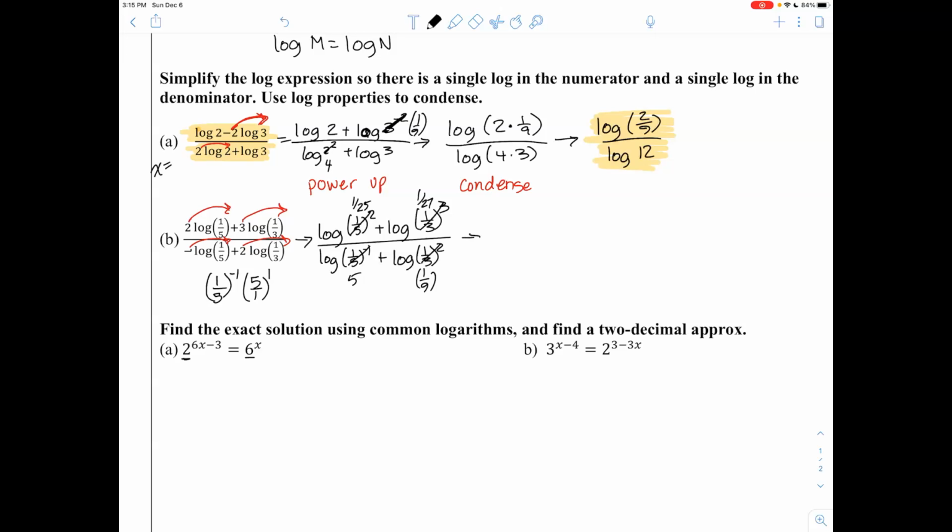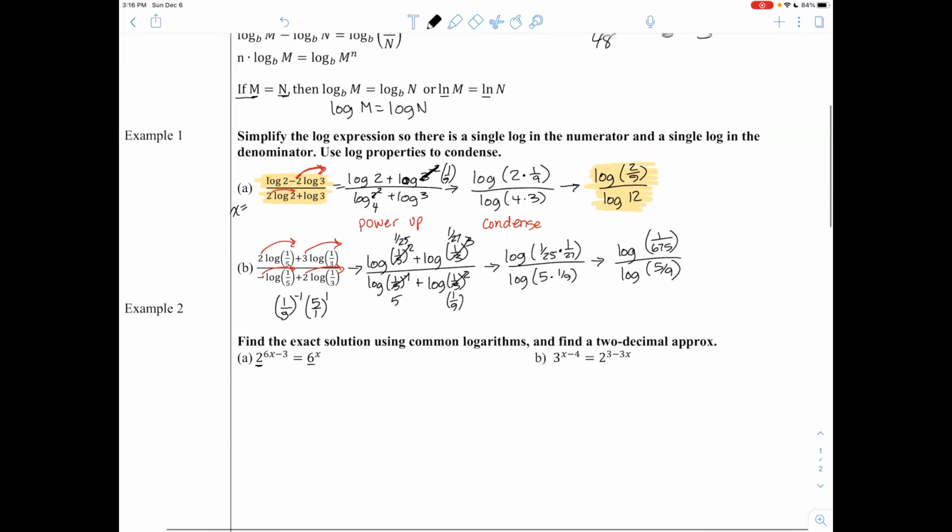Now we can condense, and because these were addition statements to begin with, I'm going to multiply the arguments to condense to a single log in the top. So that would be 1/25 times 1/27 over the log of 5 times 1/9. And then finish that out. That would be the log of 1 over 675 over the log of 5/9.